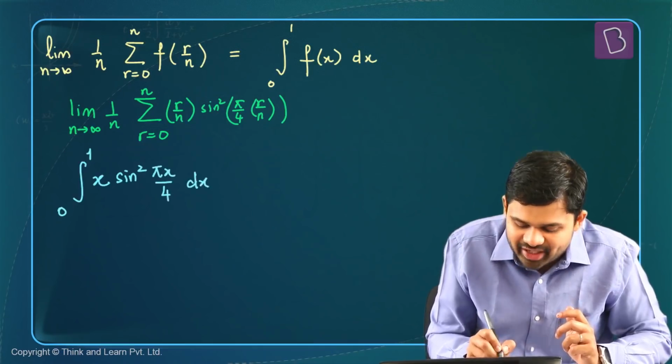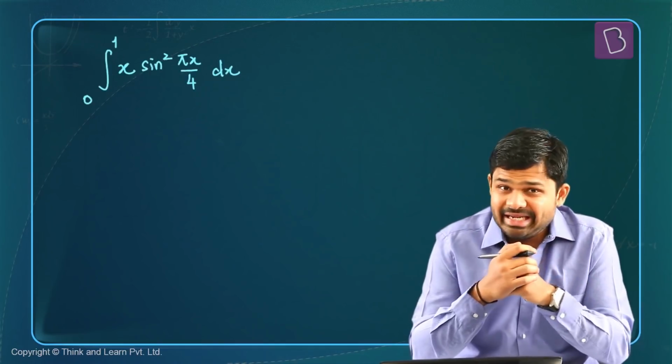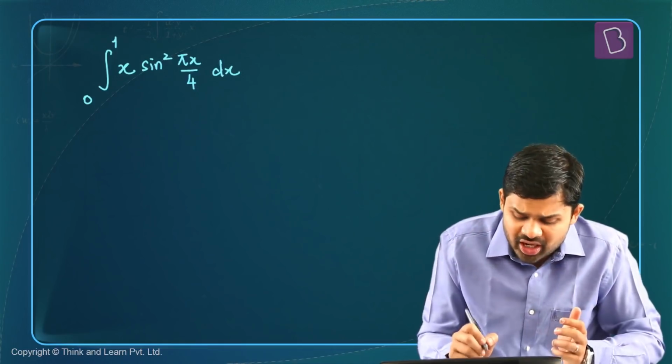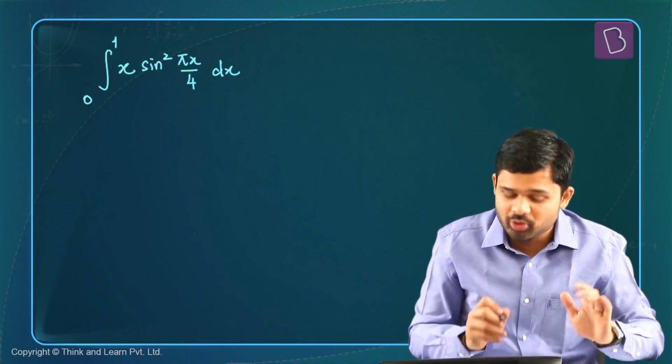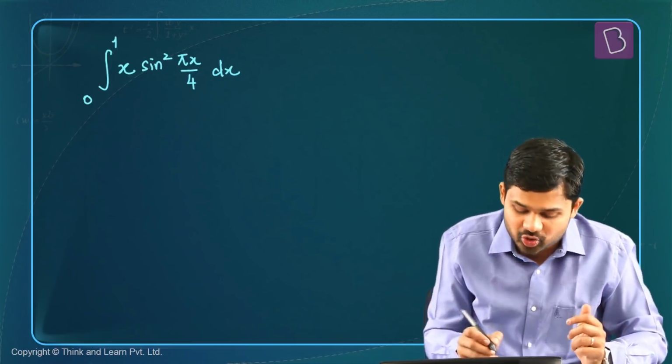So this is the definite integral that you have to compute. Now this is not a very difficult integration question. In fact, you have to use integration by parts to solve this question. From here on, it's just definite integrals, no more Riemann sum. And I don't think you need any properties of definite integral in this particular question.